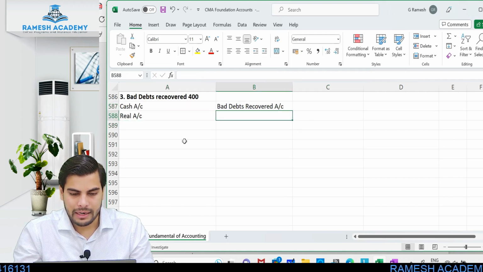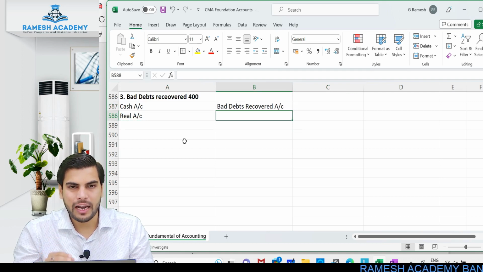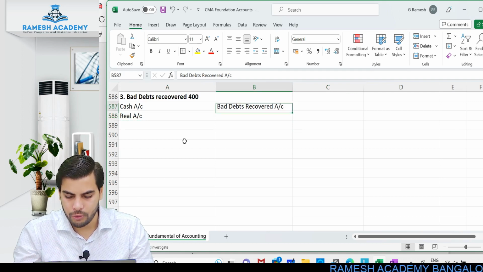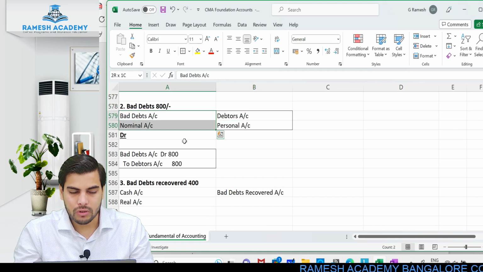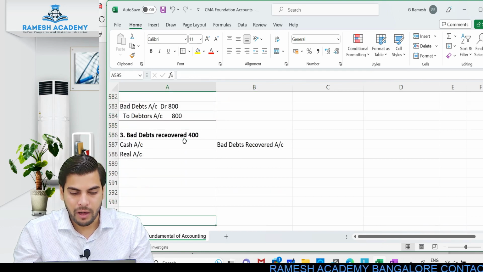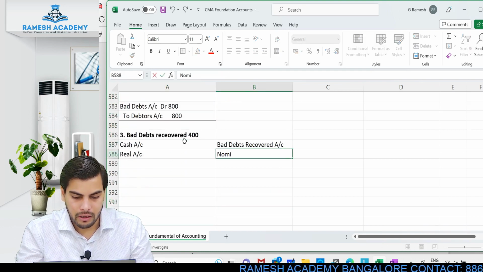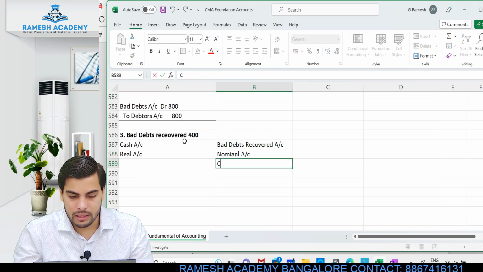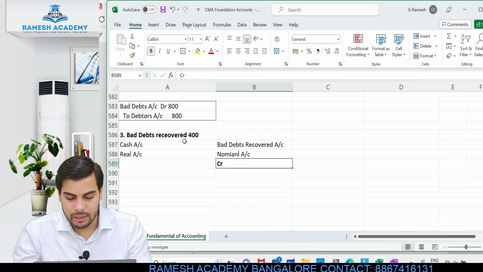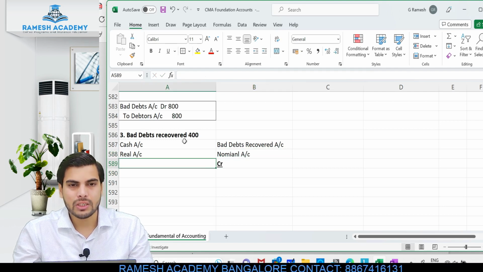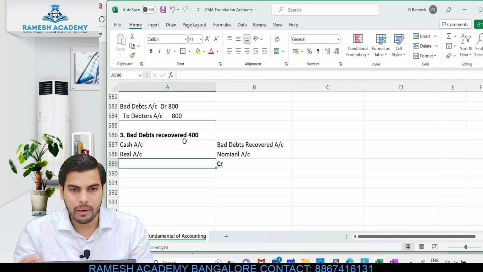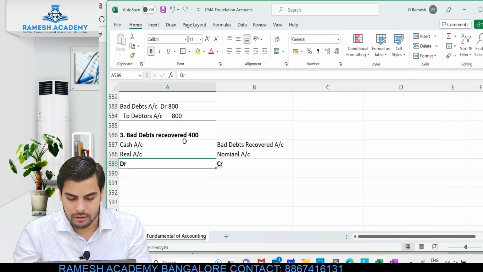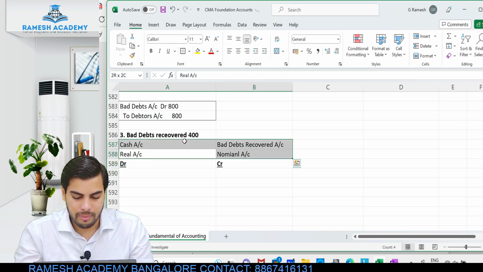Okay, what about bad debts recovered? Bad debts is loss for you, whereas bad debts recovered would be gain for you. This bad debts was loss for you, therefore you debited. Whereas this bad debts recovered, it is gain. Whether it is loss or gain, both will be forming part of your nominal account only. Only thing is, this is gain, therefore I'll be crediting it. Whereas this cash account, it is real account. So debit what comes in. So debit the cash account and credit the bad debts recovered account.